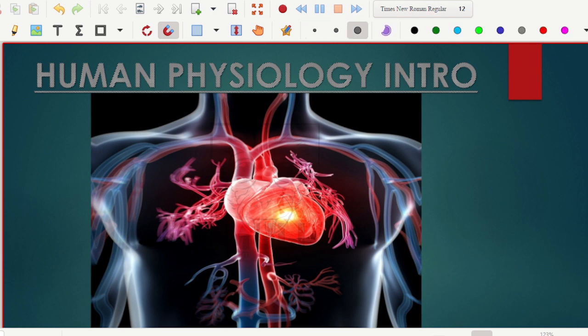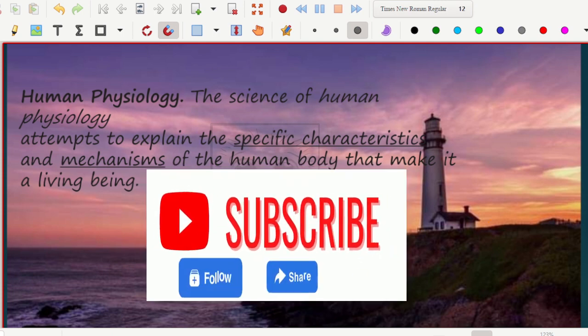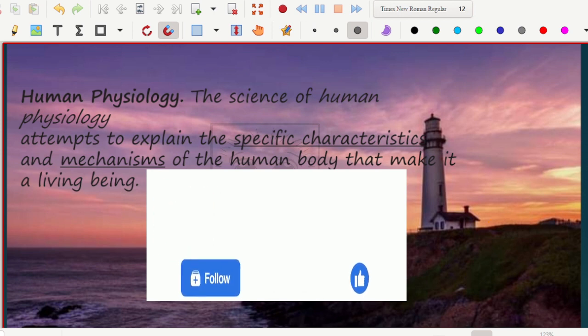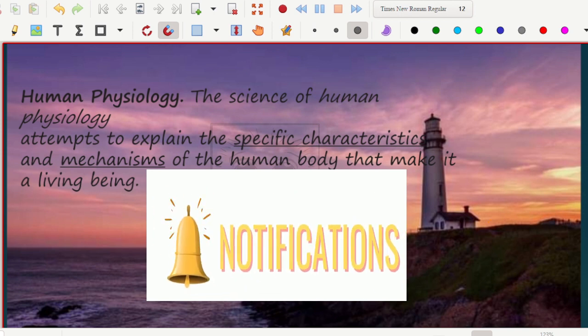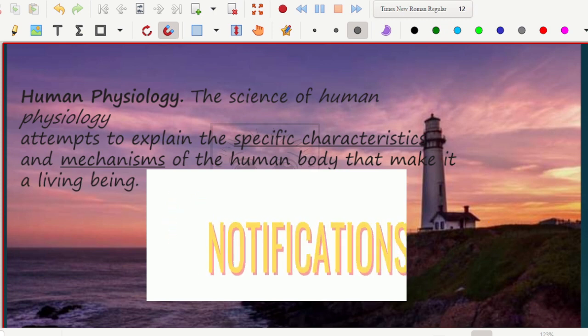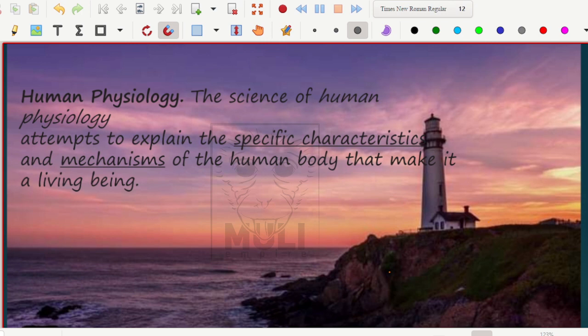So today we'll be looking at the introductory part of human physiology. Human physiology is all about giving an explanation to specific characteristics and mechanisms which undergo in our human bodies. When you look at the human body itself, it's quite a complex thing. Without understanding how the human body is, it will be difficult for you to understand the mechanisms and other specific characteristics which undergo the human body.